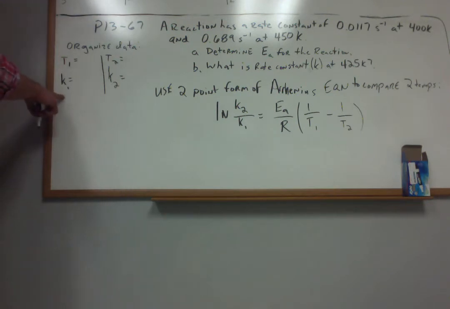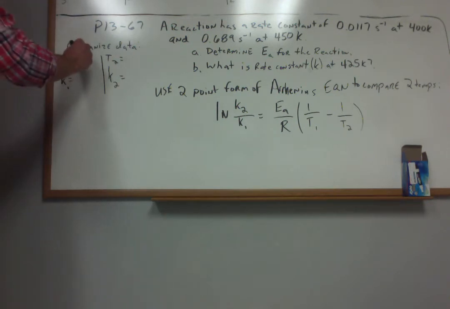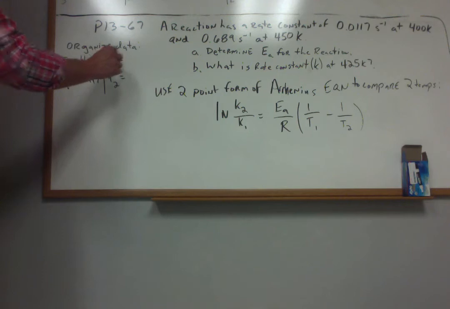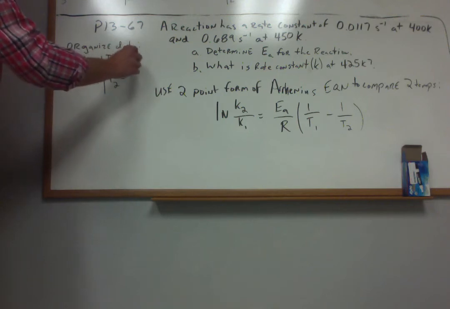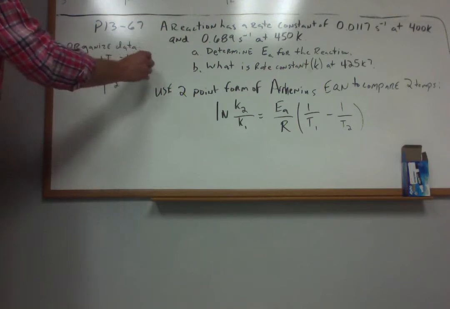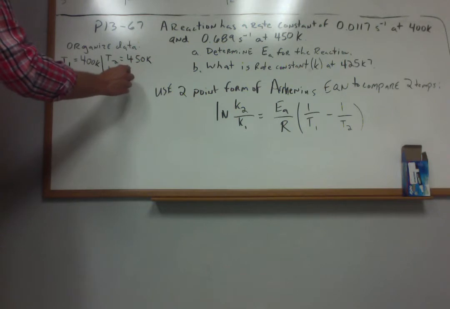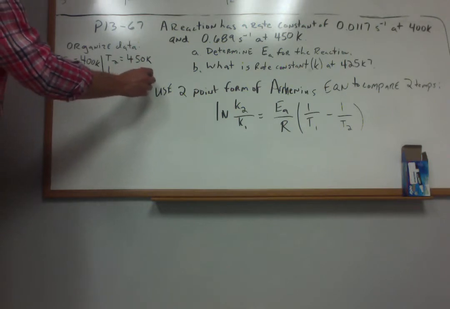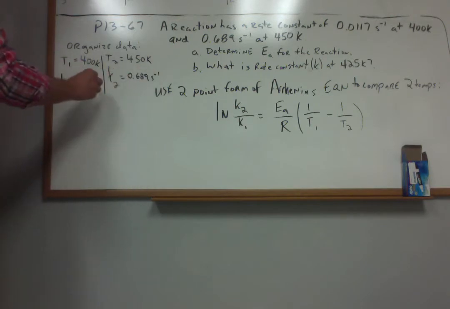So let's talk about the first condition. I know that under the first set of circumstances, my temperature is 400 Kelvin, and at that temperature, my rate constant was 0.0117 per second. My second condition was 450 Kelvin. And at that temperature, the observed rate constant was 0.689 per second. Both of these have the same units, per second.